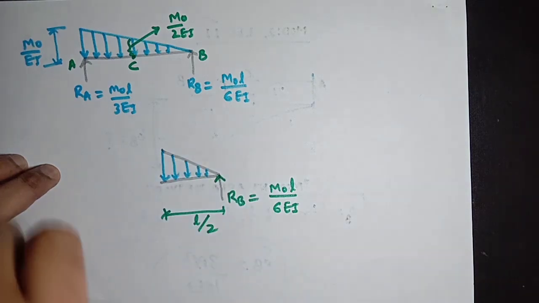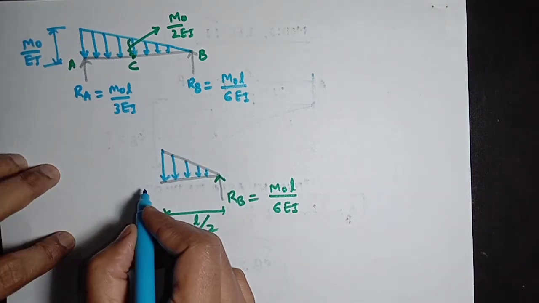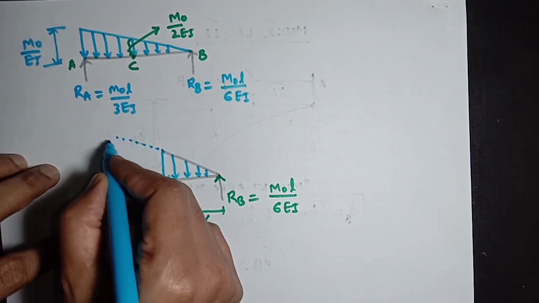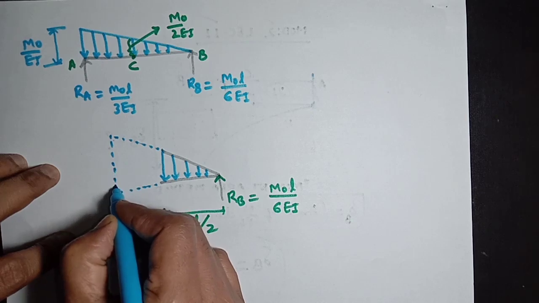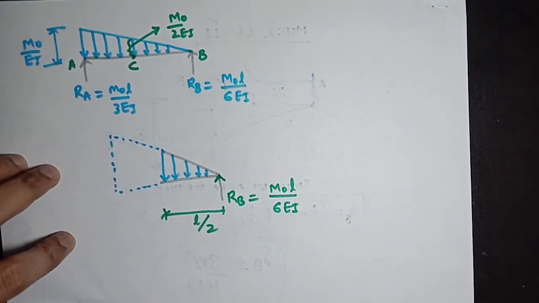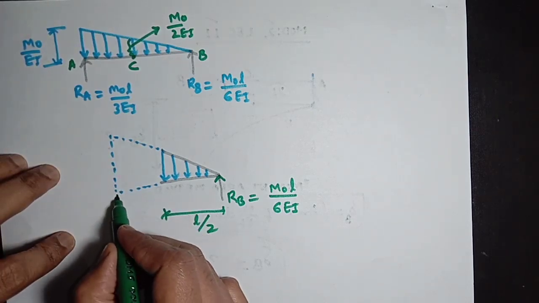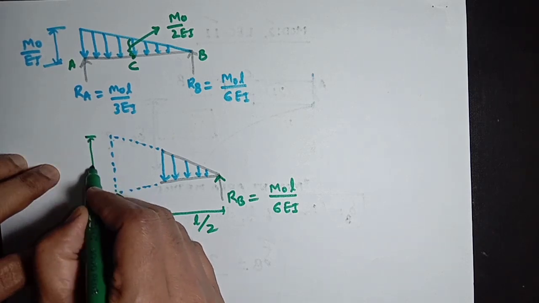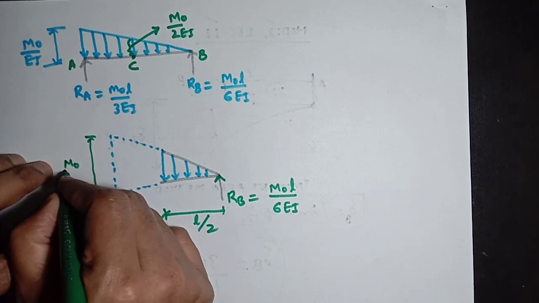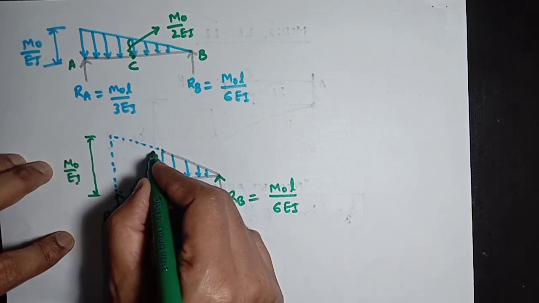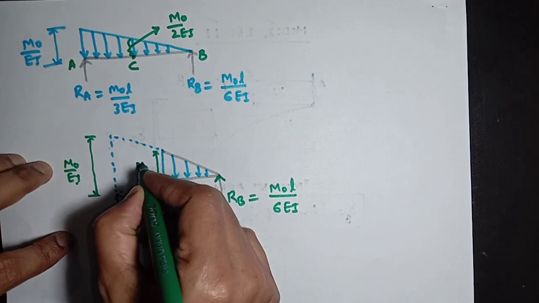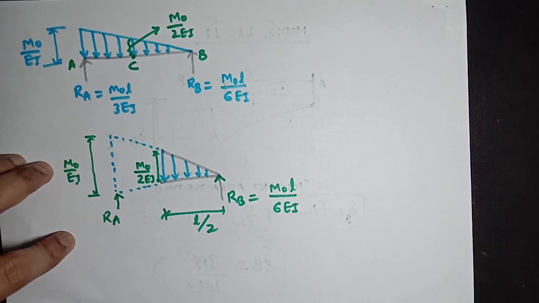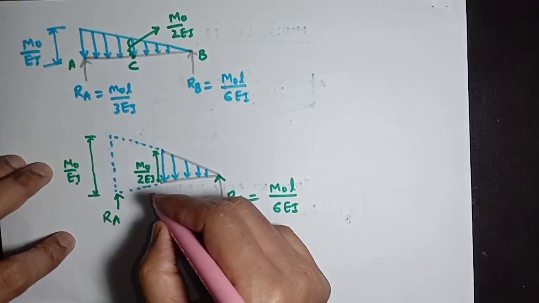This is a free body diagram, and I am extending it with a dotted line to make it clear that we are doing this for the same beam. Here it will be RA, this value is M0 divided by EI, and this value here is M0 divided by twice EI, and we need to calculate the bending moment at C.